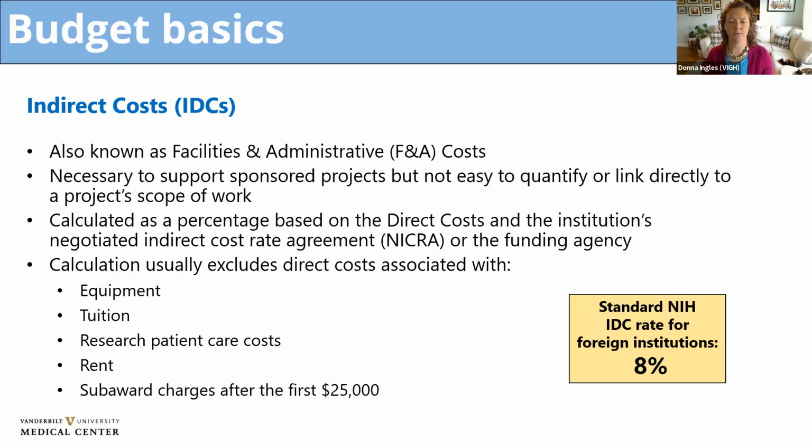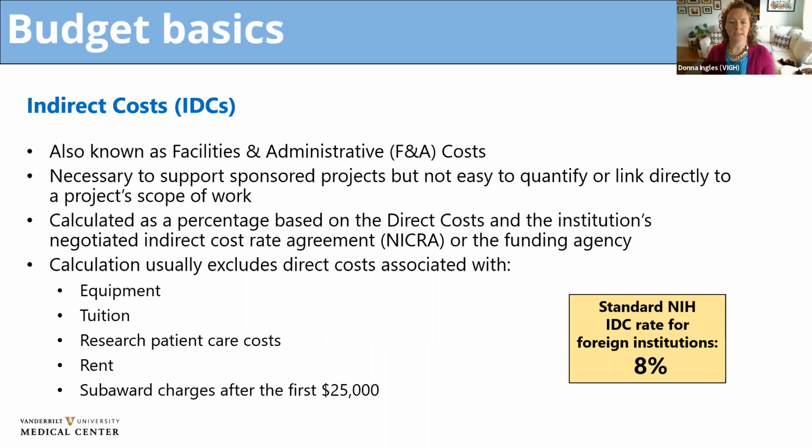So these are calculated for a grant as a percentage based on the direct costs and the approved indirect cost rate. For US institutions, it's called a Negotiated Indirect Cost Rate Agreement, NICRA, N-I-C-R-A, and this varies widely. So institutions negotiate this through the government, and it's very different for different organizations in different states across the US. And we have to be able to provide proof of our NICRA when we submit a grant.